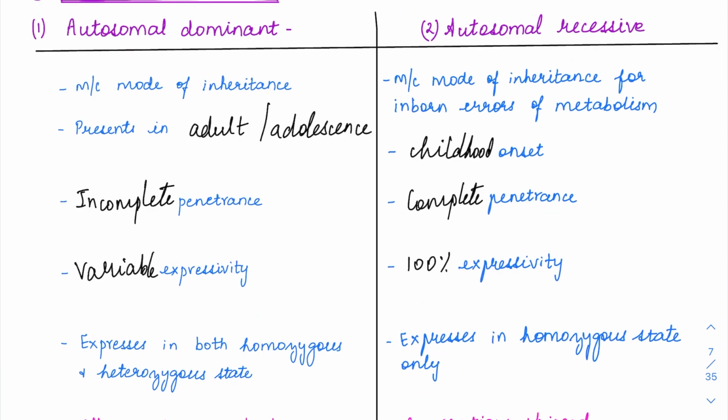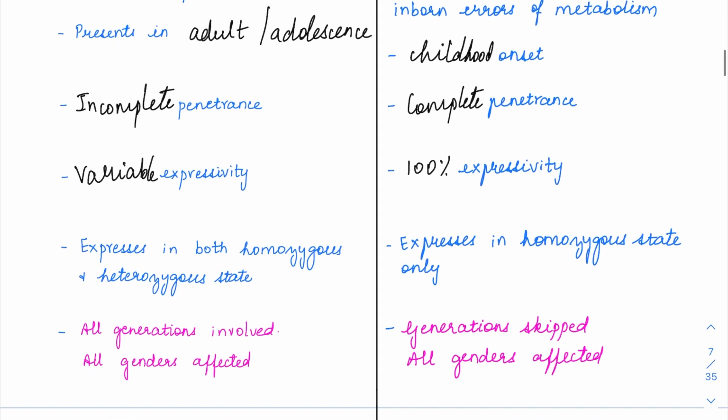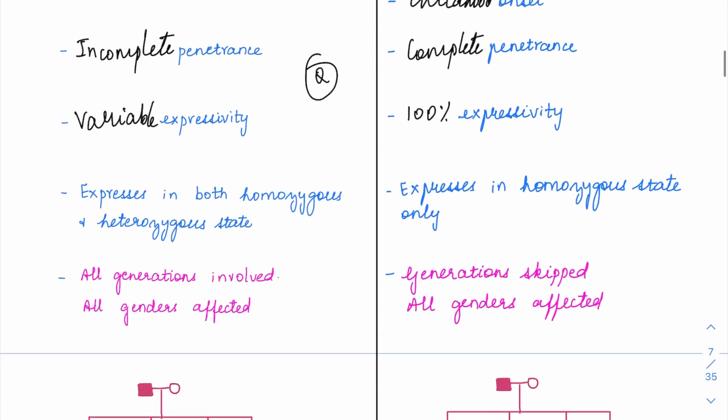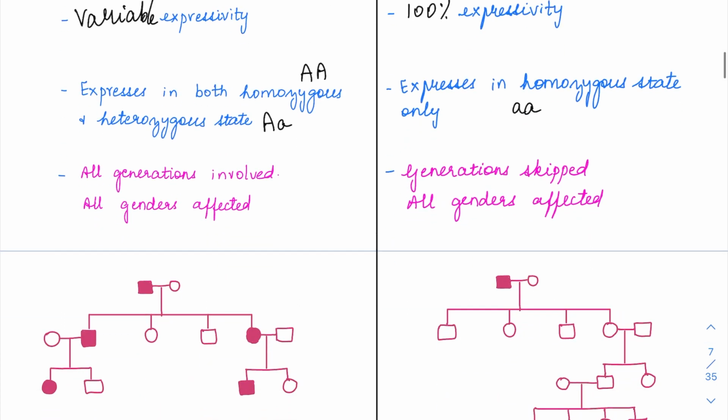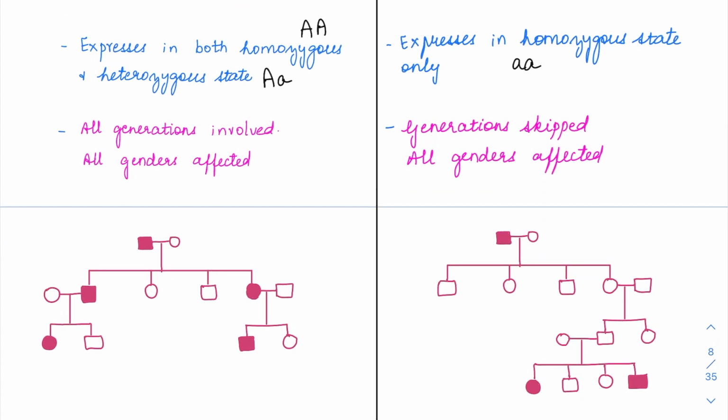So in autosomal recessive, there is going to be complete penetrance along with 100% expressivity. So remember this. In autosomal dominant, the trait is going to be expressed both in the homozygous state and in the heterozygous state, while in autosomal recessive, it is going to be expressed only in the homozygous state. To remember the genetic disorders, they'll give you pedigree charts for solving the diseases, right? So for this, you'll have to remember certain mantras. For autosomal dominant disorder, remember all generations are going to be affected and all genders are going to be affected.